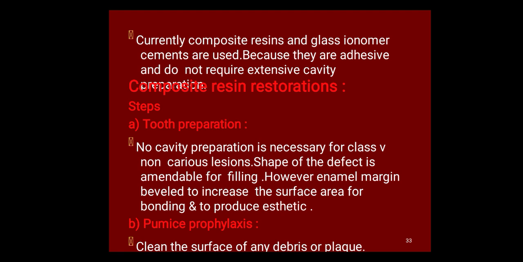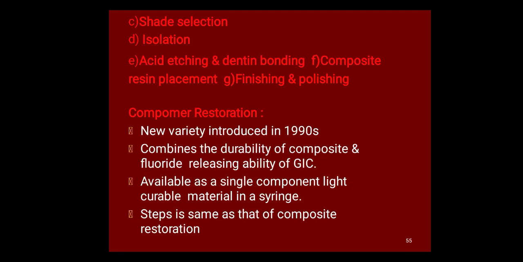Composite restorations, as all of you know the steps, first you have to do tooth preparation. No cavity preparation is necessary for class 5 non-carious lesions; the shape of the defect is amenable for filling. However, enamel margins are beveled to increase the surface area for bonding and to produce aesthetics. Pumice prophylaxis, clean the surface of any debris or plaque. Shade selection followed by isolation, acid etching and dentine bonding. Then is your composite resin placement followed by finishing and polishing of the restoration.